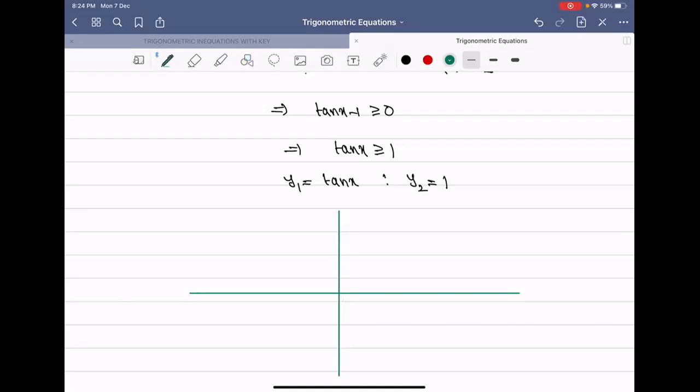Now look at this: 0, pi by 2, pi, 3 pi by 2, minus pi by 2, minus pi.